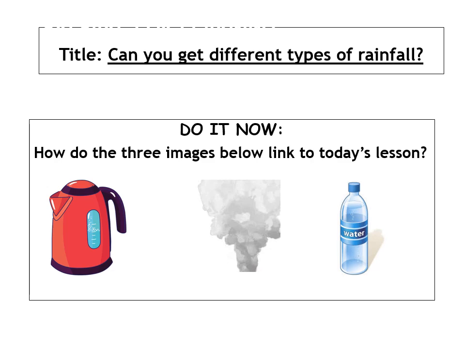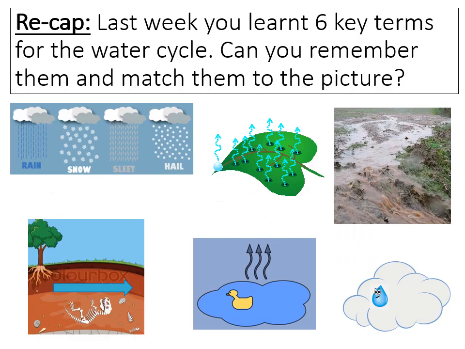Okay, so next slide. We're just going to go through some of the key terms from last lesson just to make sure that they're still in your head. So we're going to do a bit of a recap. Last week you learned 6 key terms for the water cycle. I want you to see if you can remember them and match them to each picture. Now I haven't given you the key terms. I want you to see if you can remember them yourselves and then match them to each picture.